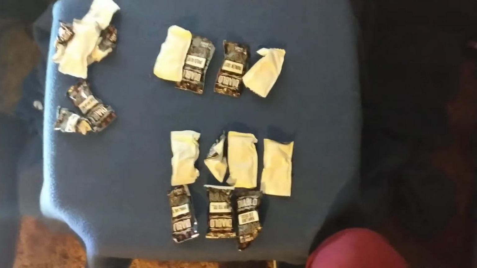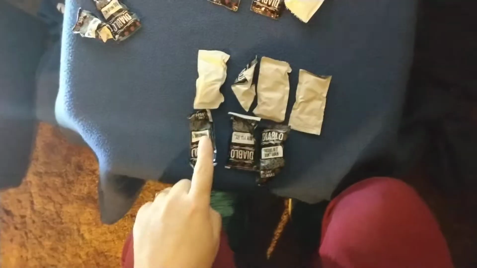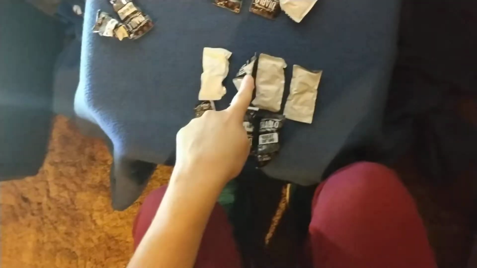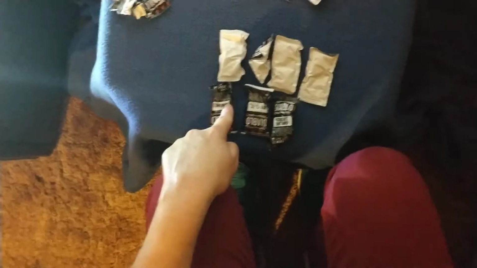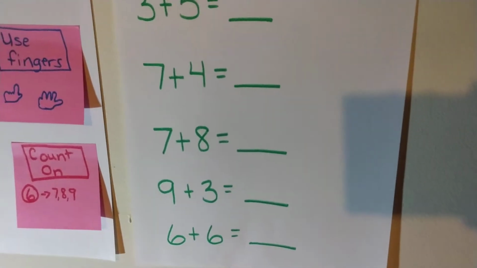Alright, so let's count and see how many 7 plus 4 equals. Alright, let's see. I'm going to start up here this time, because does it matter where I start counting? Not really. I can count either group first as long as I count all of them. 1, 2, 3, 4, 5, 6, 7, 8, 9, 10, 11. So 7 plus 4 equals 11. Alright, let's do the next one.